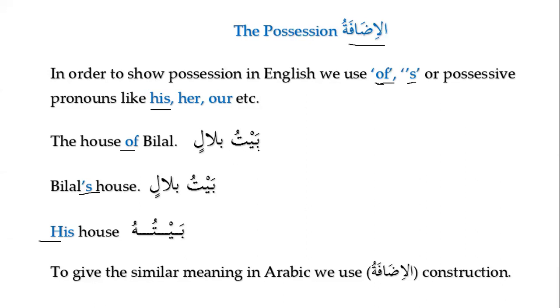As we can see here, it is baytu Bilalin. Here we get the meaning of the house of Bilal. Similarly, we have Bilal's house. Either we can use of, or we can use apostrophe s, and the Arabic will be the same, baytu Bilalin. And also we can use an attached pronoun. For example, his house will be baytuhu. And we know that whenever we use a noun with the attached pronouns, it will always be mudaf, mudaf ilayhi.